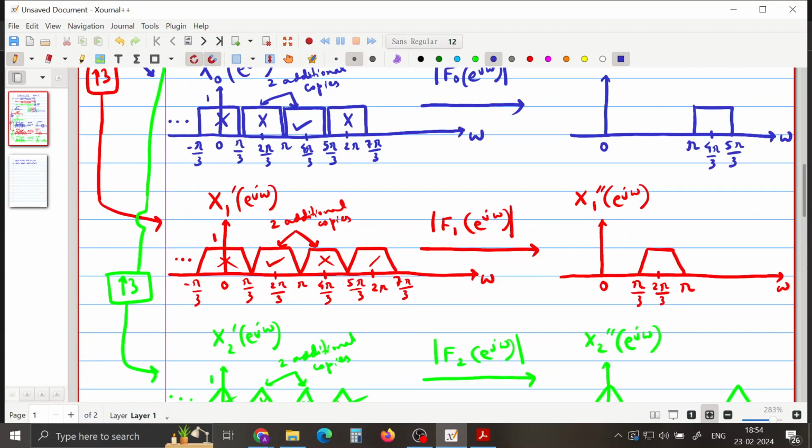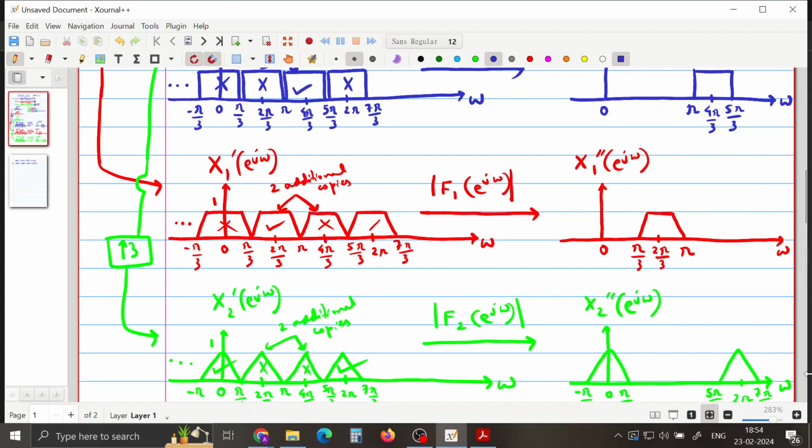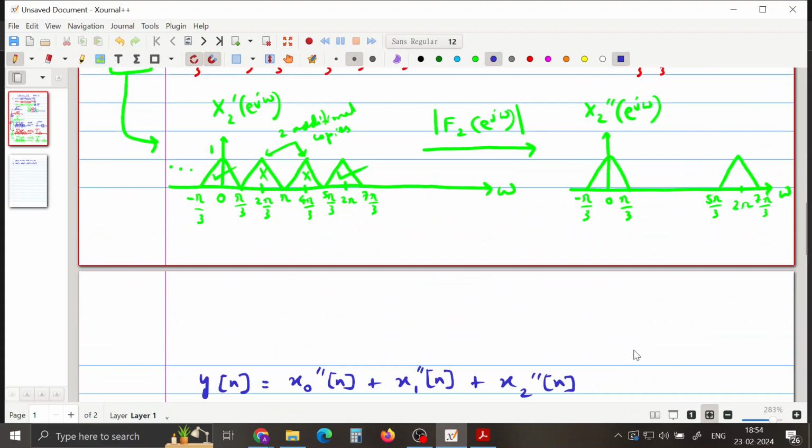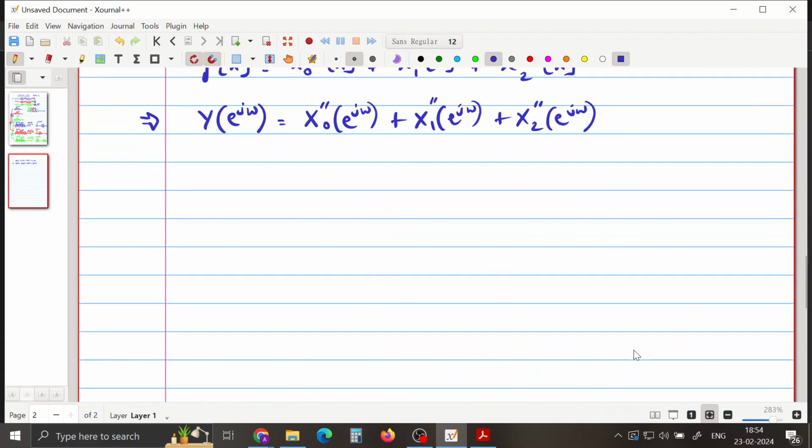Okay, so you see, you're adding these three. So x2 double prime will basically exist from minus pi by 3 to plus pi by 3, and again from 5 pi by 3 to 7 pi by 3. x1 double prime will exist from pi by 3 to pi, and x0 double prime will exist from pi to 5 pi by 3. Okay, so let's do that.